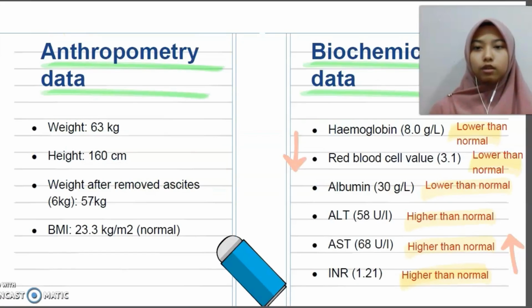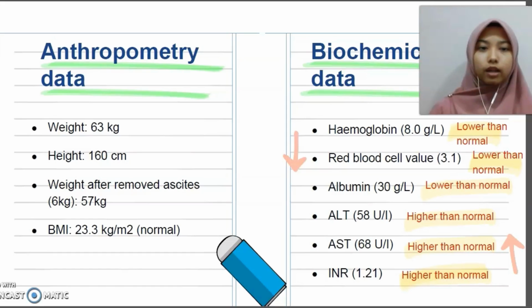For the anthropometric data, the weight is 63 kg. The height is 160 cm. The weight after ascites removal is 57 kg. The BMI is 23.3, which is considered normal.